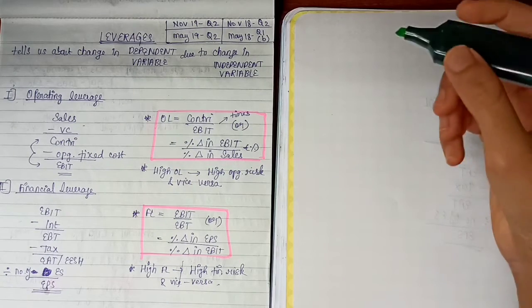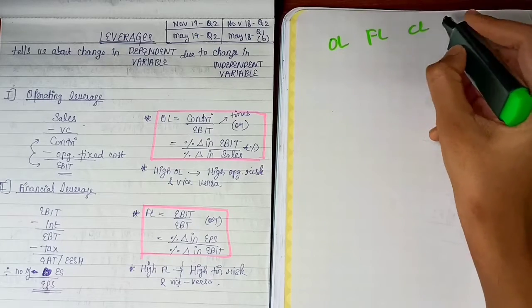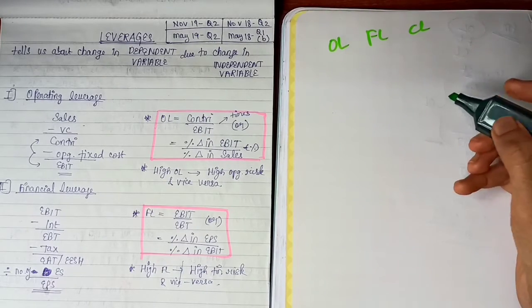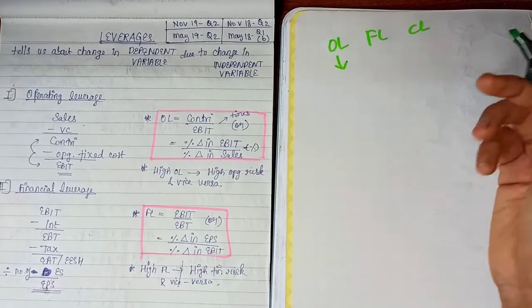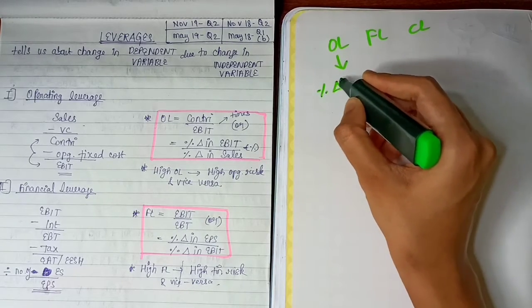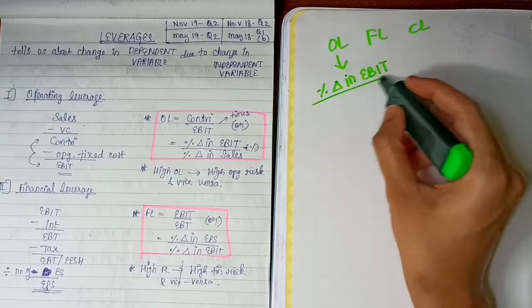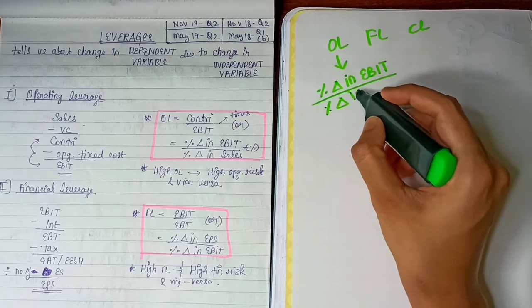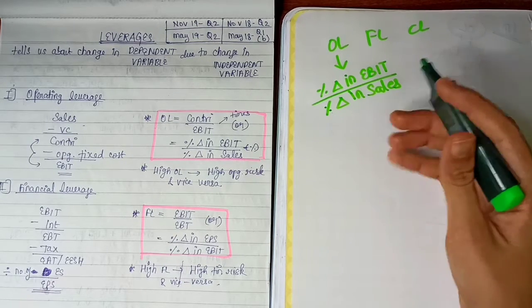So what is the second formula for operating leverage, financial leverage and combined leverage is what we are going to see. In your operating leverage, another formula is percentage change in EBIT by percentage change in sales.